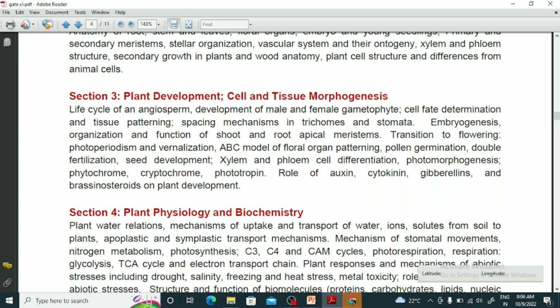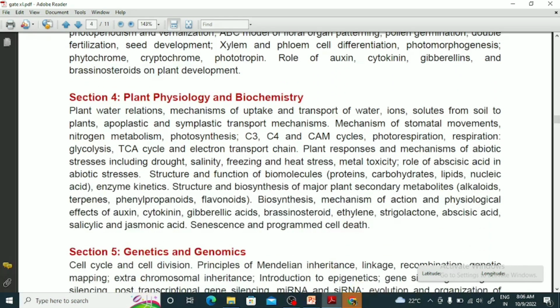If you look into the previous year question papers, you'll get to understand that signaling also plays an important role. Then we have physiology and biochemistry. Looking into it, we have the complete topic of apoplastic, symplastic transportation, biosynthesis, all the plant hormones like auxin, gibberellin, cytokinin, so on and so forth.